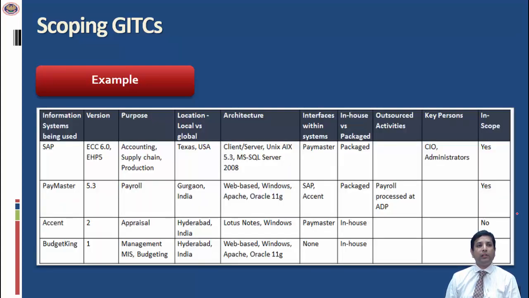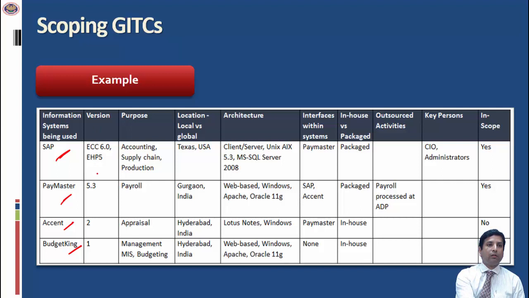In this example, we see that the company has implemented 4 different applications: SAP, Paymaster, Ascent, and Budget King. So these are the 4 systems which have been implemented within this company.